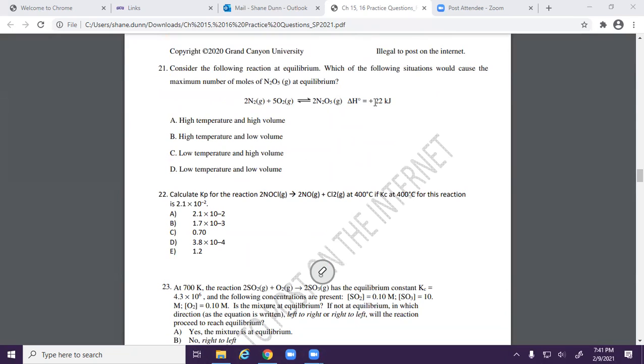Consider the following reaction at equilibrium. Which of the following situations would cause a maximum increase in number of moles of this compound? Where's that located? Product side. So I want to shift everything towards the right. Check your matter. They're all gases, which means they all count.